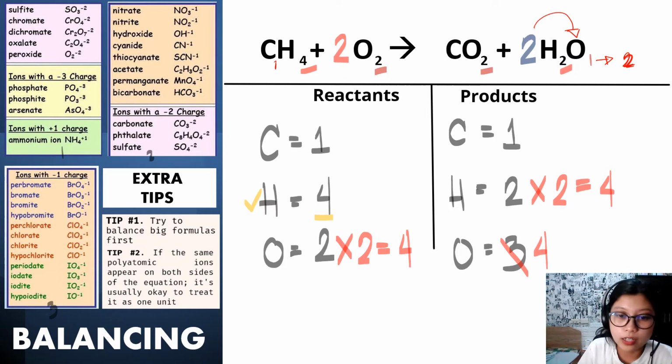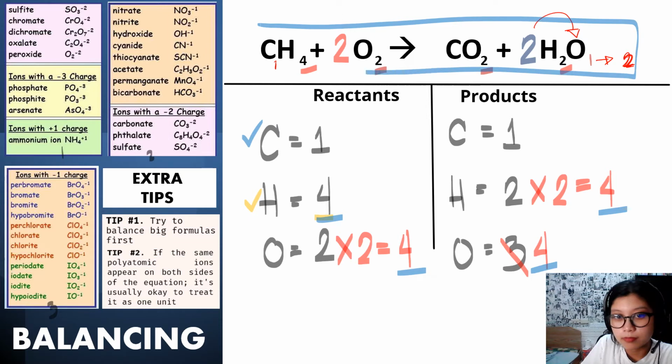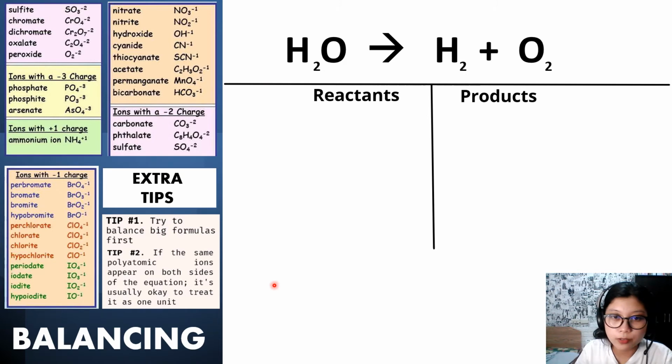Now, the question is, is the chemical equation balanced? Yes. Why? Because we have the same number of atoms. Carbon, both have 1. Hydrogen, both have 4, and oxygen both have 4. So there you go. This is the balanced chemical formula. Let's proceed to sample number 2.